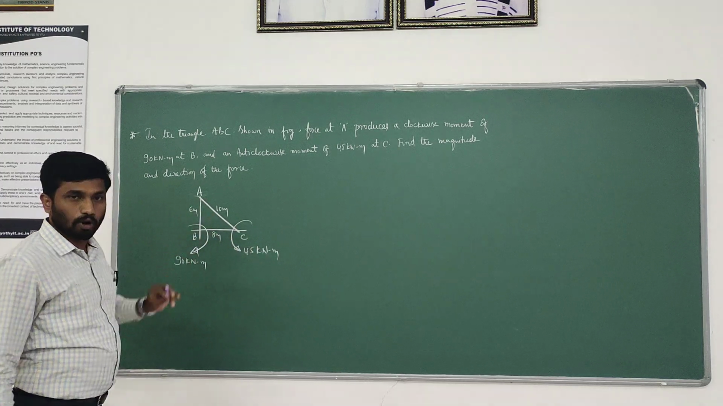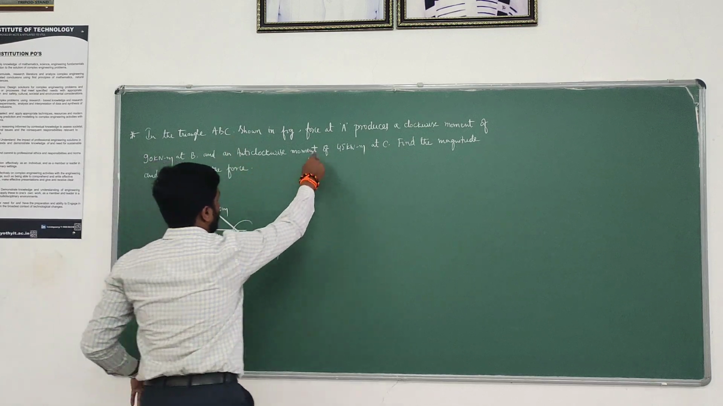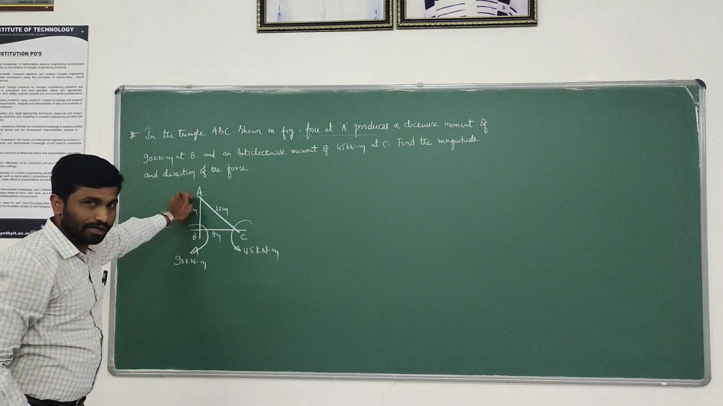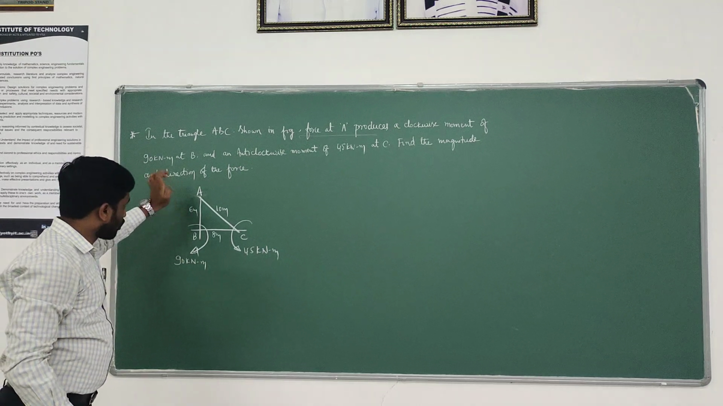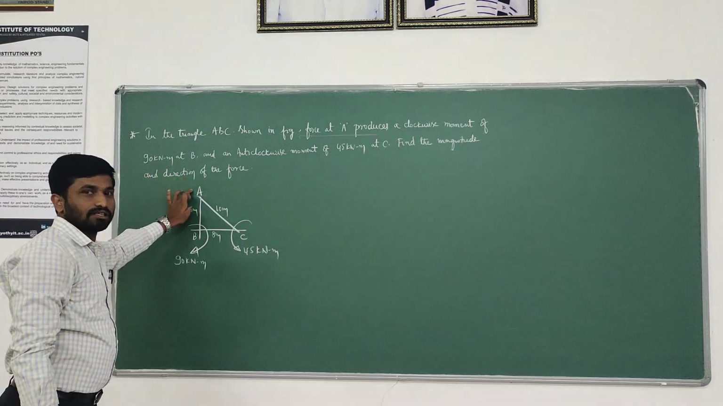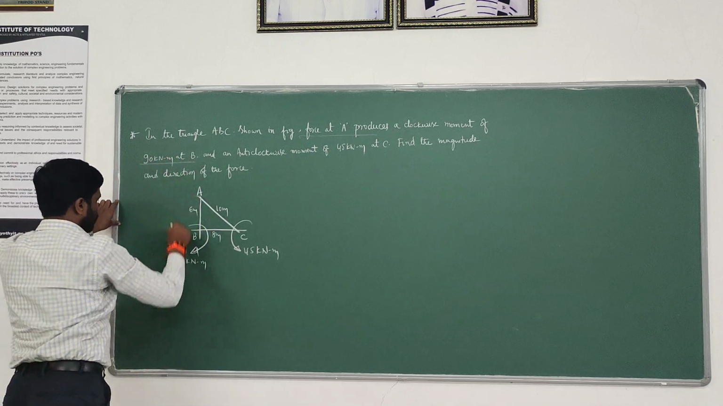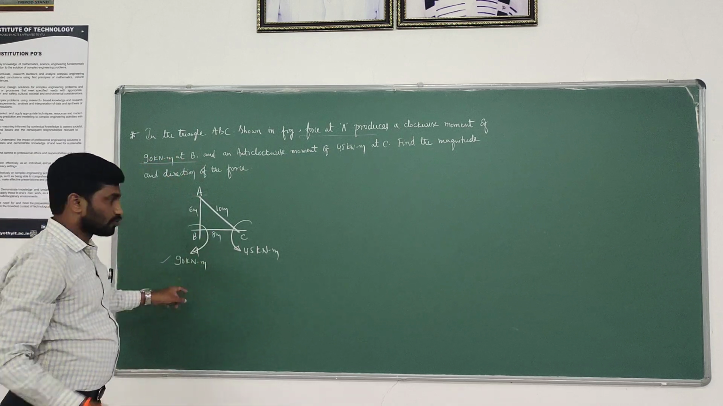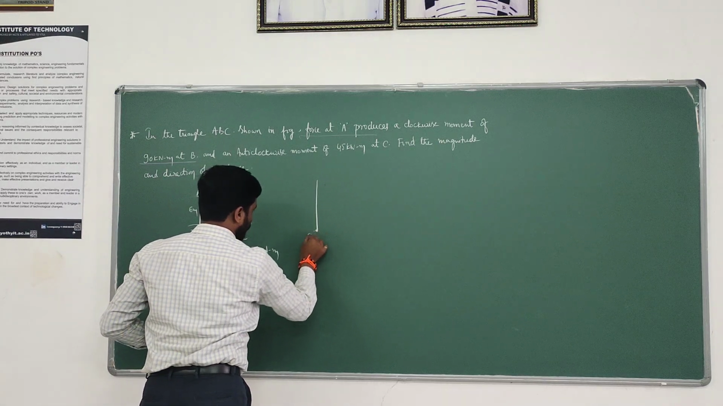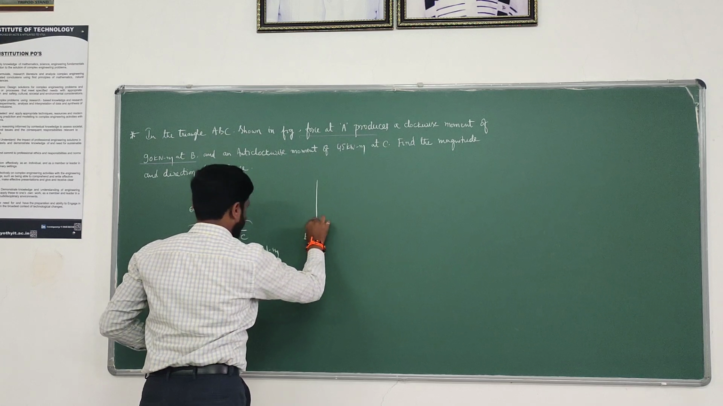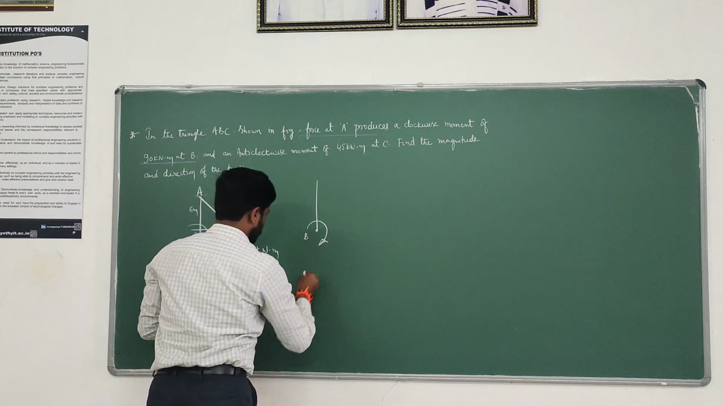Here in this problem, it's a triangle ABC in which you are applying a force at point A, which is responsible to create a moment at B. The value of the moment at B is 90 kilonewton meter. When you draw the free body diagram at point B, it is creating a clockwise moment of 90 kilonewton meter.